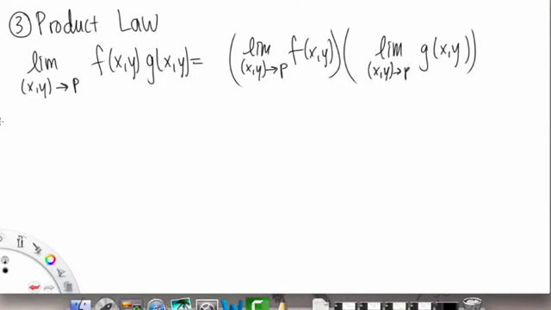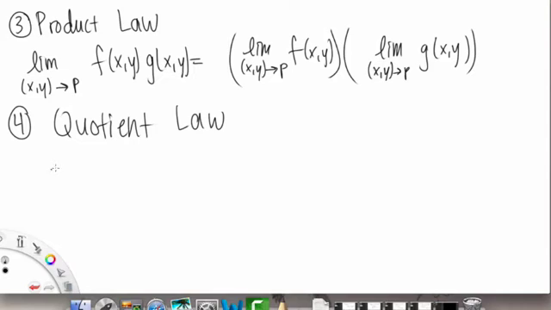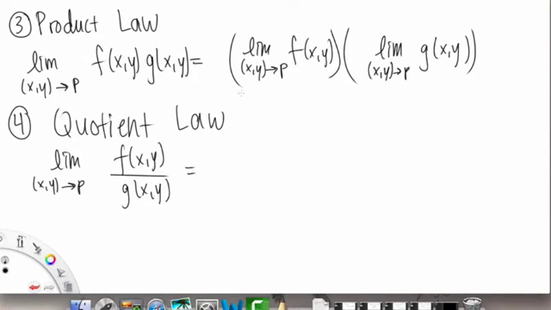Okay? And the last one is going to be the opposite of product, which would be the quotient law. And this one's going to be about division, or dividing, right? So if you have the limit as (x,y) goes to P of f(x,y) on top over g(x,y), this is going to be equal to the division, or the quotient of the two, one on top of the other, but first calculated separately, right?